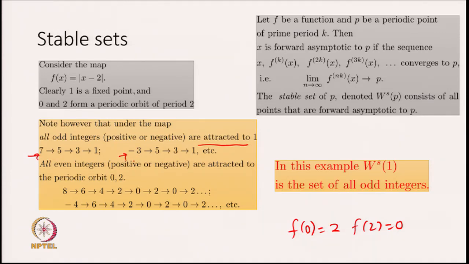So, you can see that all the odd integers are going to do this, whether they are positive or negative. On the other hand, all the even integers, positive or negative, are attracted to the periodic orbit 0 and 2. If I start with 8, I go to 6, I go to 4, I go to 2, I go to 0, 2, 0, and so on and so forth. On the other hand, if I start with minus 4, I go to 6, minus 4 minus 2 is minus 6, modulus is 6, which then goes to 4, then goes to 2, to 0, to 2, to 0, and so on and so forth. All right.